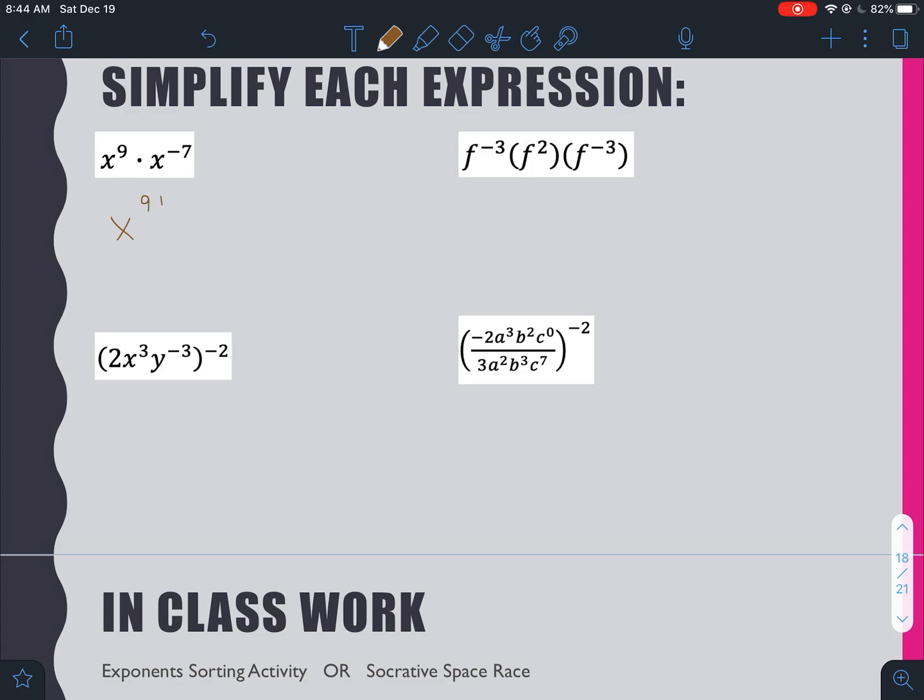All right, x to the 9th times x to the negative 7th. The rule for product rule is you can add the exponents. So 9 plus negative 7 would be 2. So it would be x to the 2nd power.